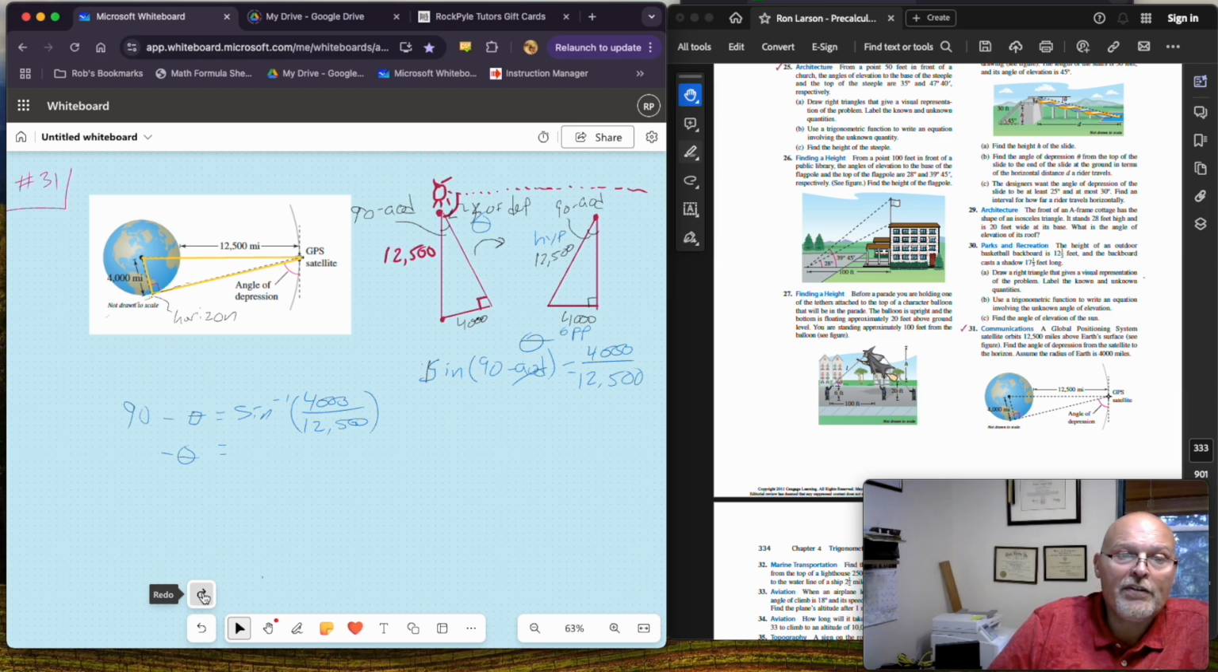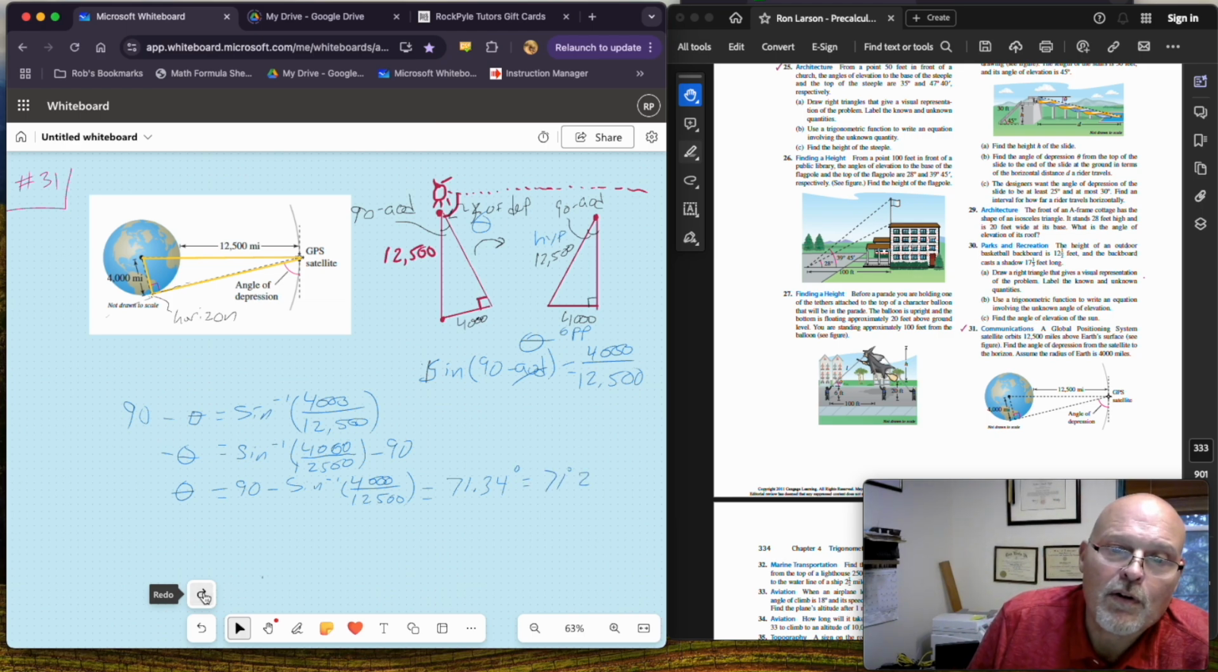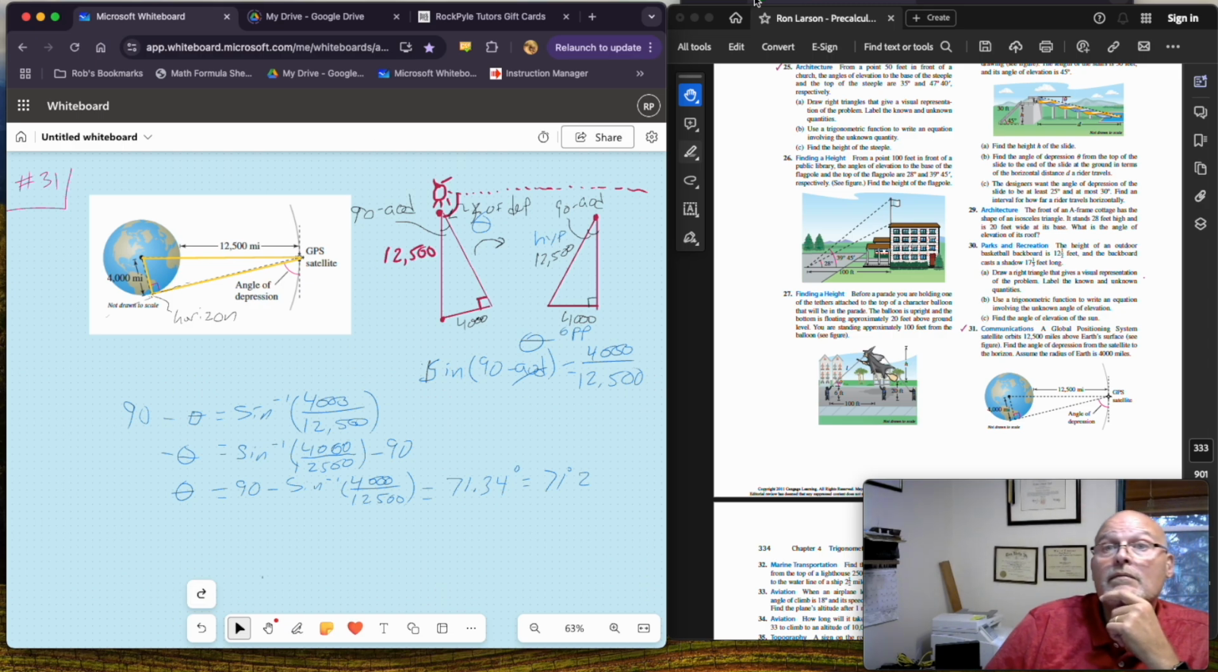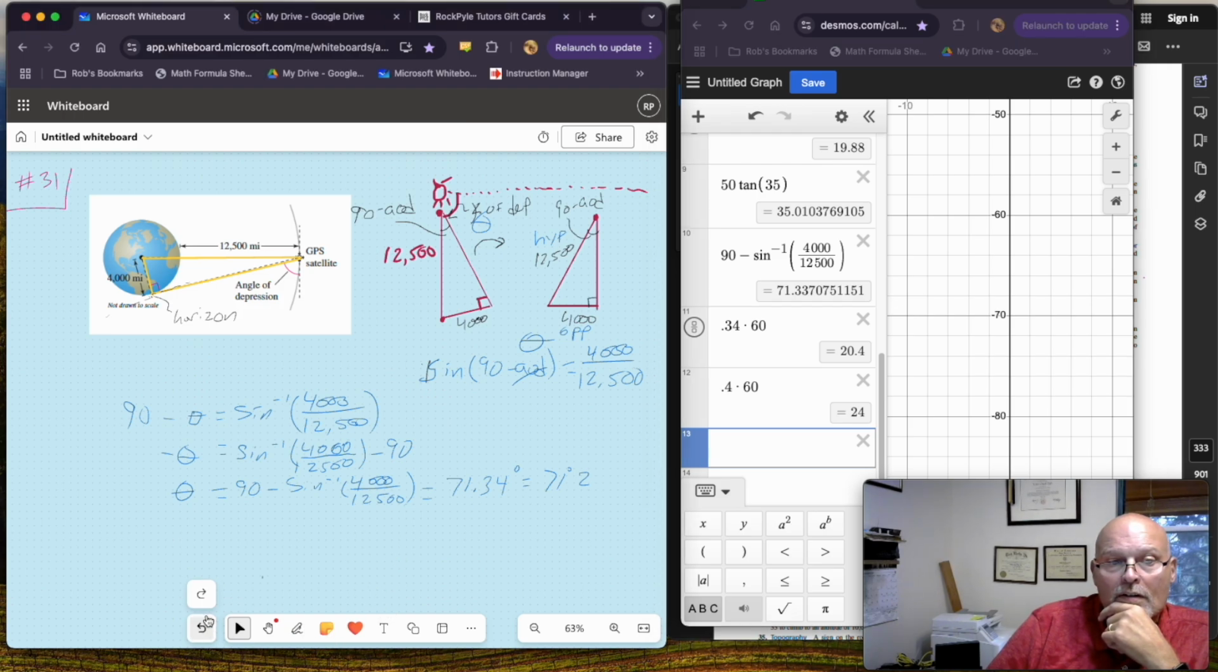Now I'm going to do a little bit of algebra. Get negative theta is that sine minus 90, and then turn it positive. So theta is 90 minus that sine. Desmos is your friend, and your answer is 71.34 degrees. If I want to turn that into degrees, minutes, seconds, I'm going to take that 0.34 and figure out how many minutes it is, 20, and then I'm going to take that 0.4 of a minute and figure out how many seconds it is. And there we have our answer.